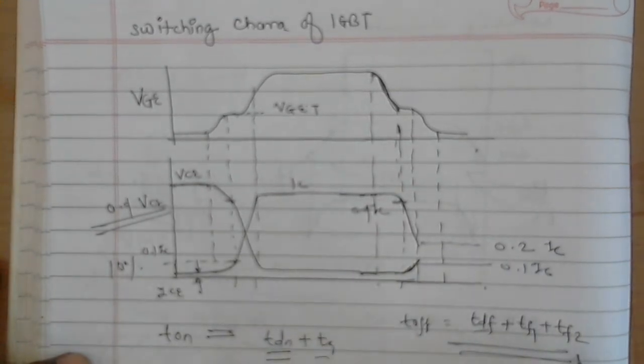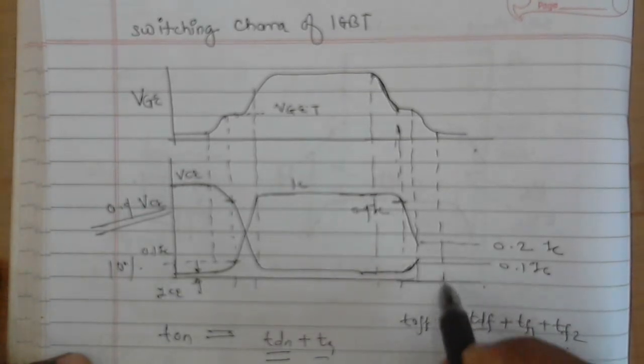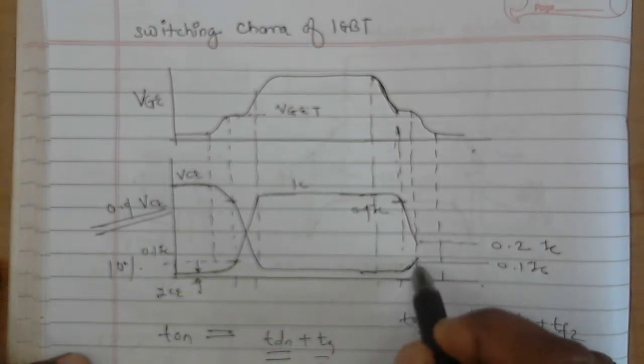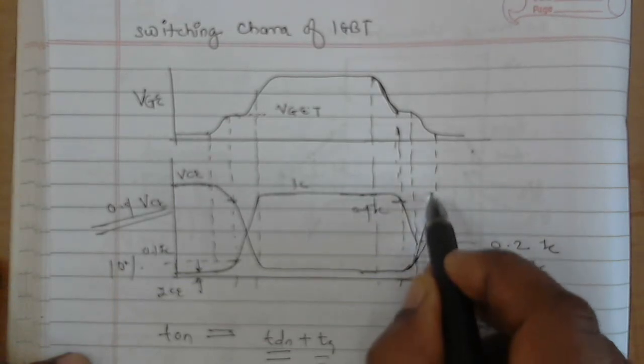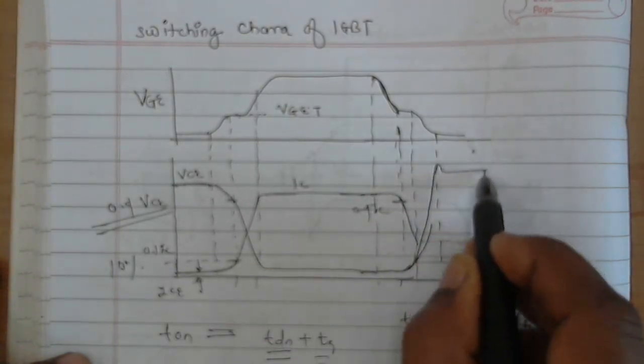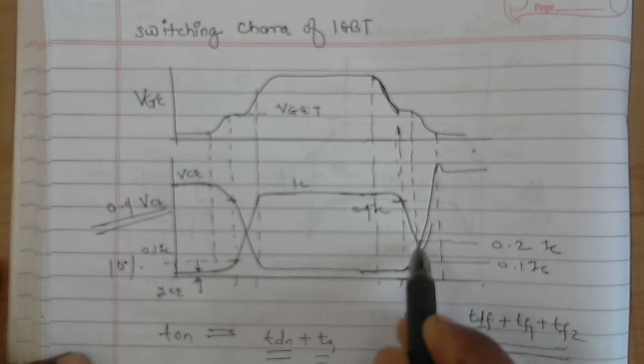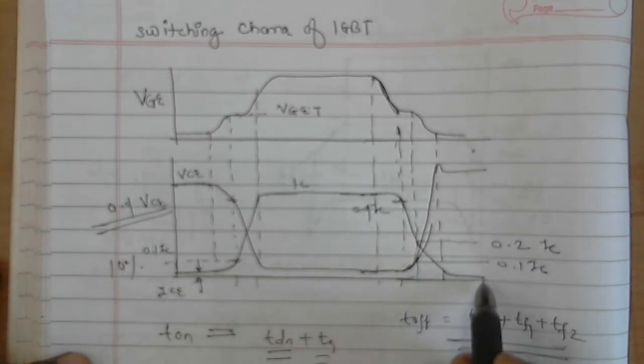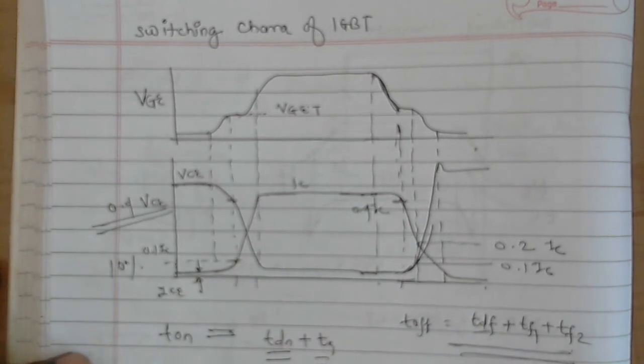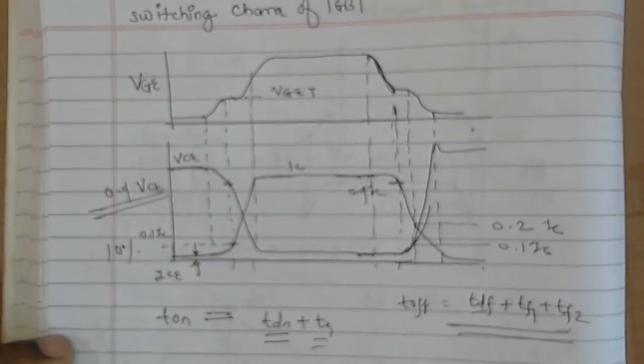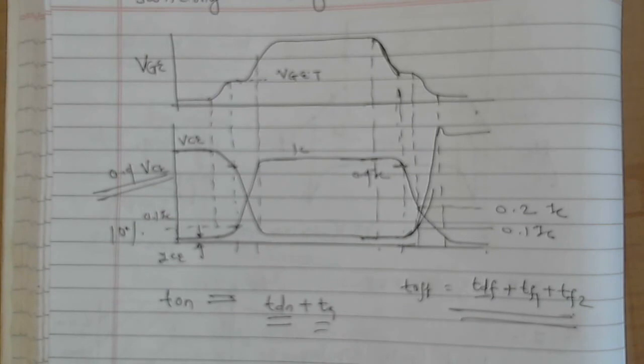And second is the fall time 2. In fall time 2, your voltage increases from 10% to its higher value with some peak like this, and your current goes from 20% to the value of leakage current, that is 0.1. So this is how switching characteristics work. The switching characteristics are very important, so I explained in detail.